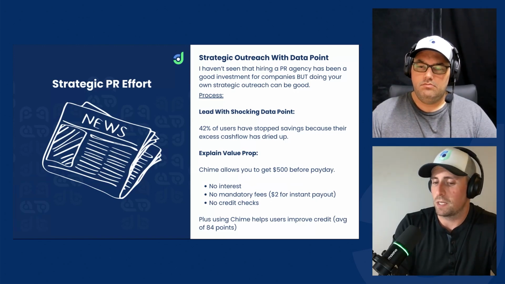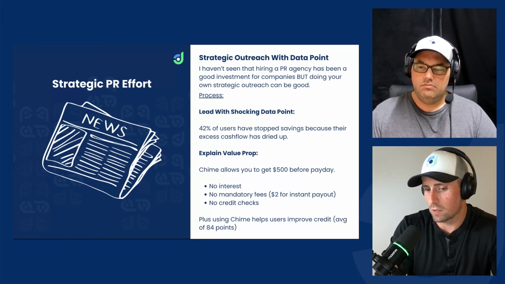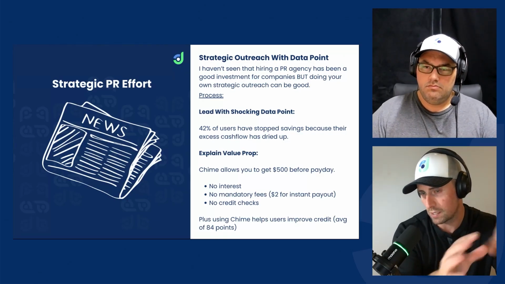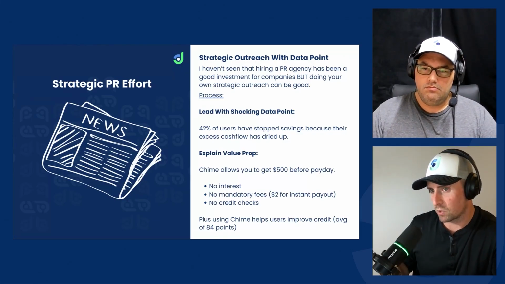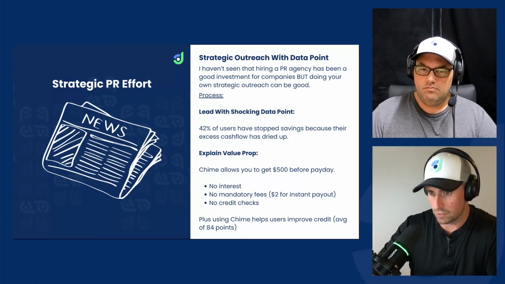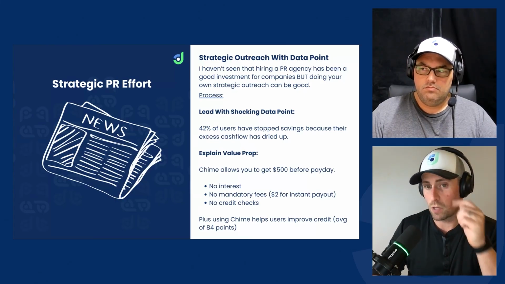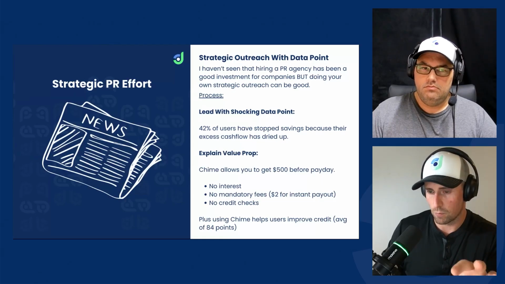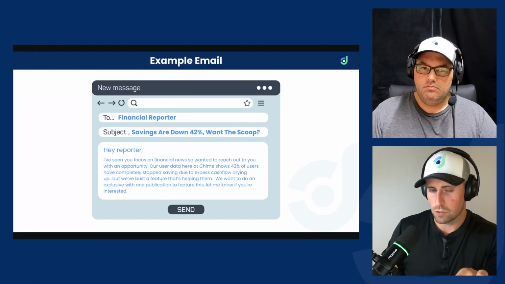Plus, just by using Chime, most people improve their credit by an average of 84 points, right? So you have a big problem that's the headline, and then you have your product that's the answer that can help people deal with this. So what you have to do is come up with an argument that's interesting, something that is newsworthy for a reporter to look at. And then you're going to draft an email.